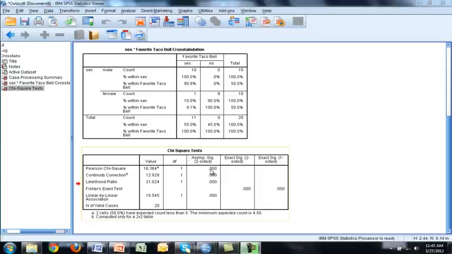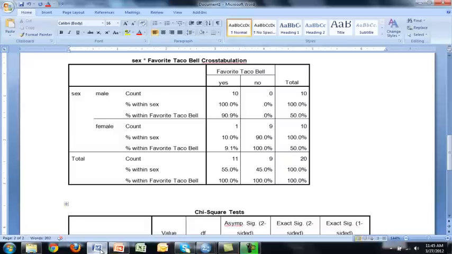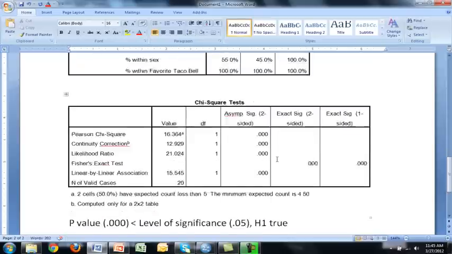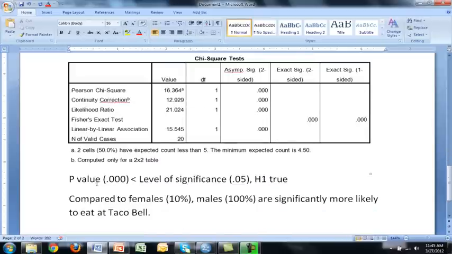Let's go back to the Word document. You can see I've copied the tables in. Here's our 100% for males, 10% for females. Here's our p-value at 0.000. So our p-value at 0.000 is less than our level of significance of 0.05. So H1 is true. Now, I do not input this level of significance anywhere into the SPSS program.